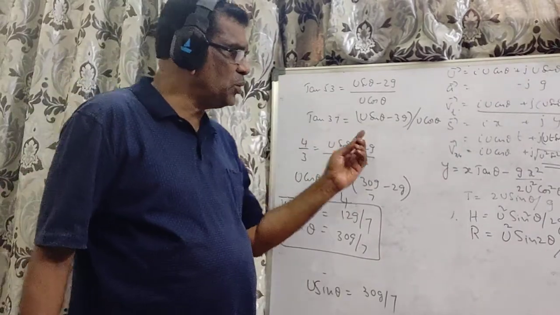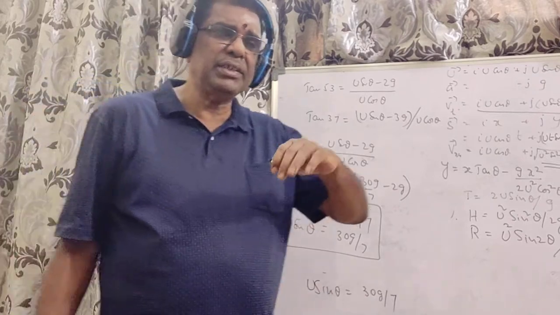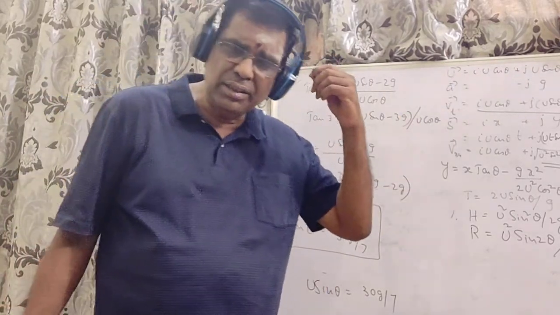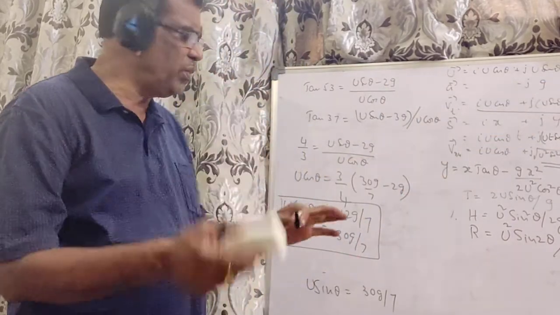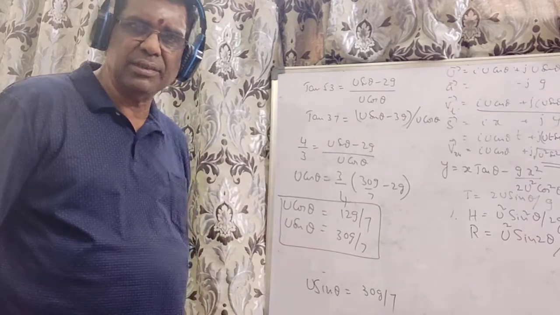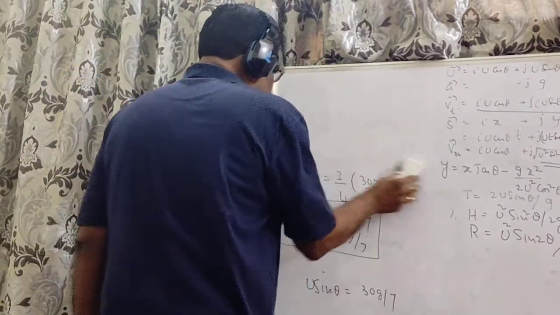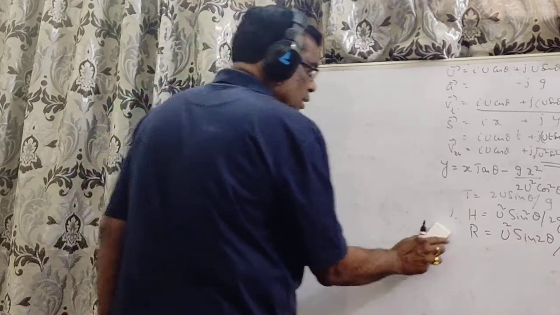But I want you to understand the concept behind it. Without any information, they say it makes a certain angle after 2 seconds, and 1 second later, it will make some other angle. With these two, you can get everything pertaining to the projectile, right? So this is the model that you have to understand. Hope it is clear to you, right?